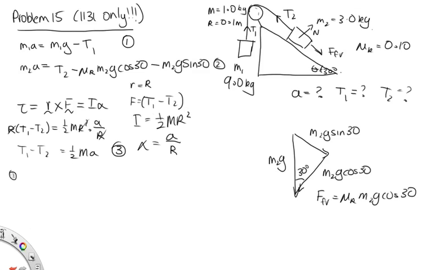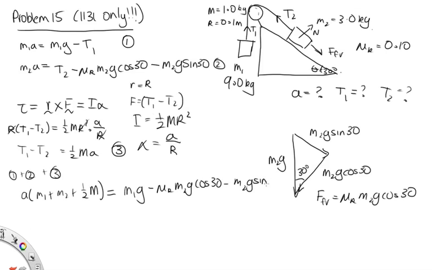So if we do 1 plus 2 plus 3, we'll add this side to this side. So we've got the acceleration times m1 plus m2 plus a half m, capital M. And now this T1 will cancel that T1, so we're left with just m1g on this side, and this T2 will cancel this minus T2. So we've got minus mu k m2g cos 30 minus m2g sine 30. And so solving for the acceleration, we just divide by this.